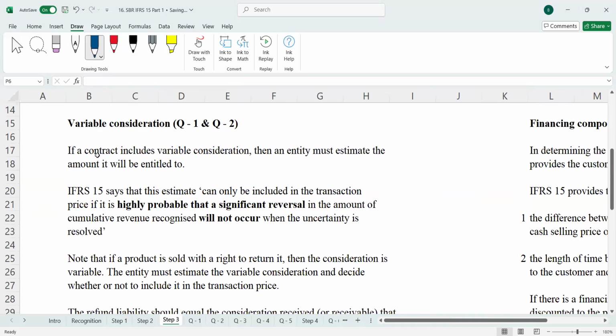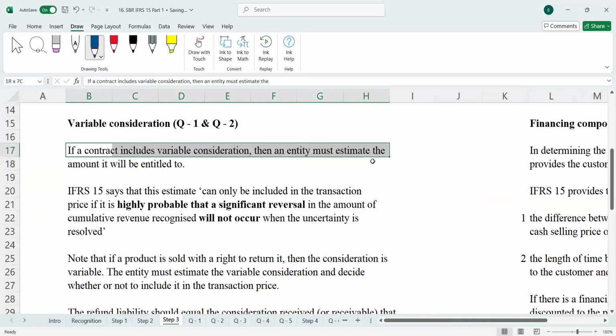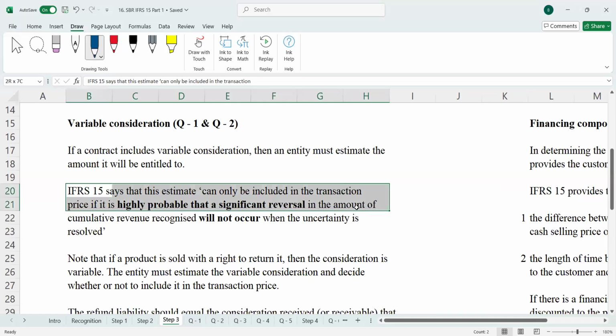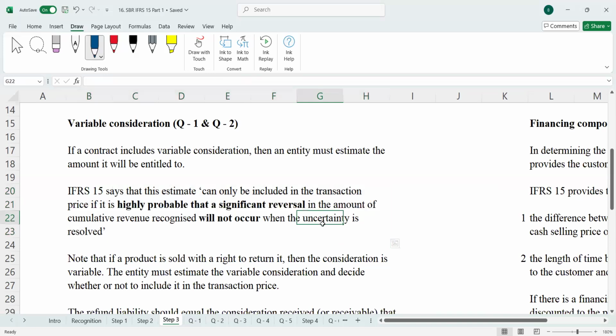If a contract includes variable consideration, then an entity must estimate the amount it will be entitled to. Understood? So IFRS 15 says that this estimate can only be included in the transaction price if it is highly probable that a significant reversal in the amount of cumulative revenue recognized will not occur when the uncertainty is resolved. Now, what do I mean by uncertainty is resolved? Once you achieve your global pass rate, once you get to know the result.